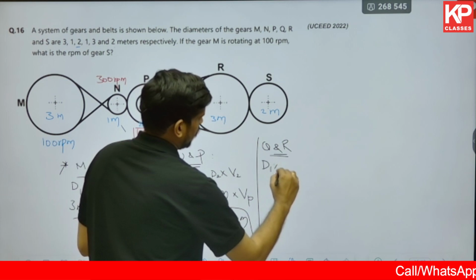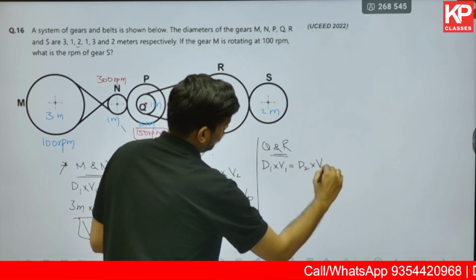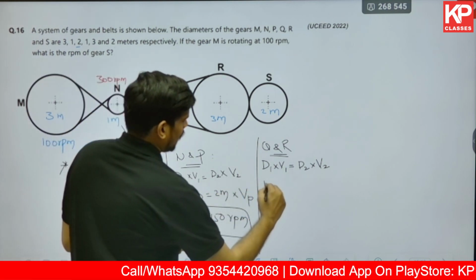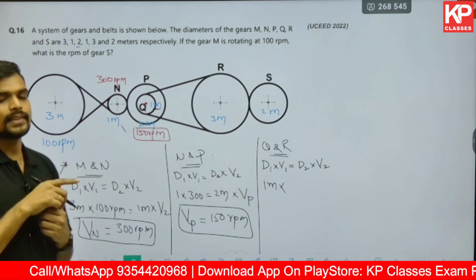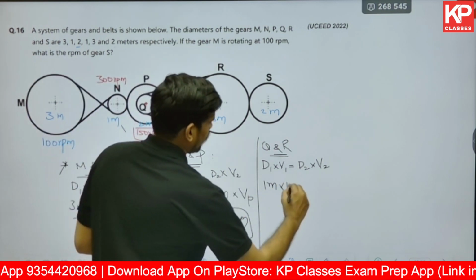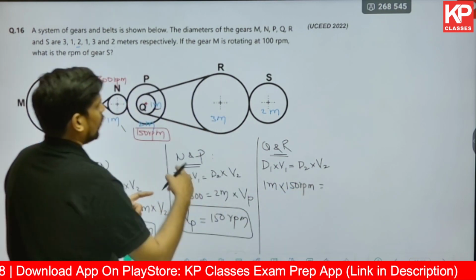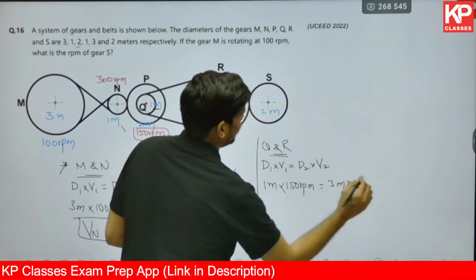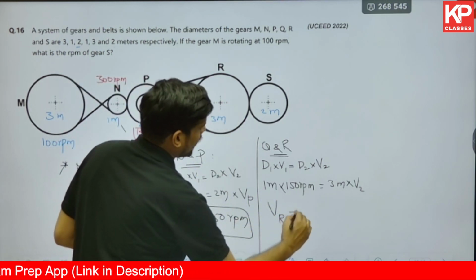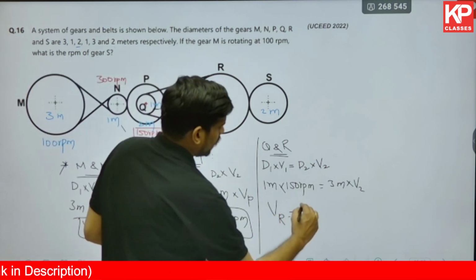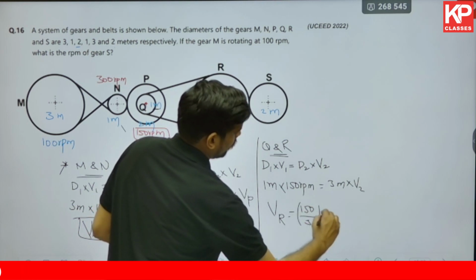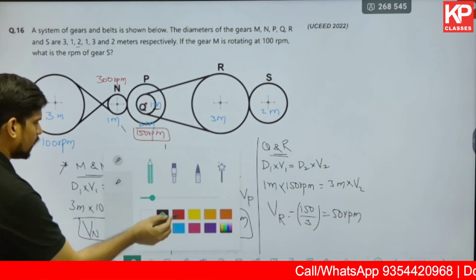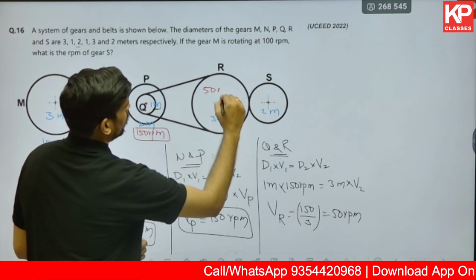apply the same logic. d1 into v1 is equal to d2 into the velocity of the second disk. The diameter of the first disk, that was 1 meter. So you're applying it for Q, remember. It is 1 meter, that's the diameter. What is the rotational velocity? It is the same as the disk to which it is sticking, that is 150 rpm. What is the driven disk here? That is R, the diameter of which is 3 meter, into the velocity of that second disk, that is basically R. So what is the velocity of this larger driven disk R? That will come out to be 150 divided by 3. So that's coming out to be 50 rpm. You can mark it over here. For R, the rotational velocity is 50 rpm.